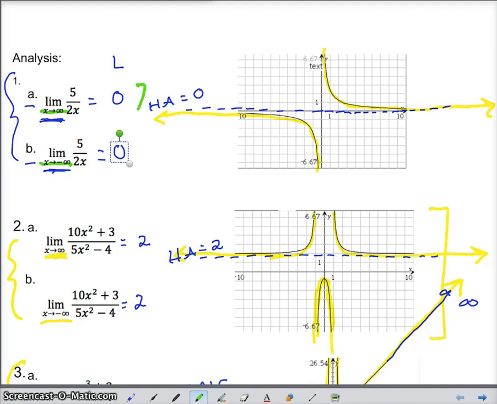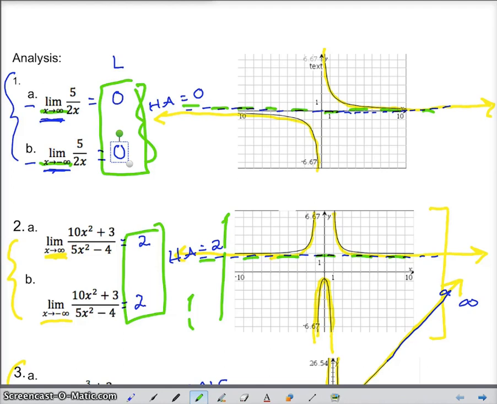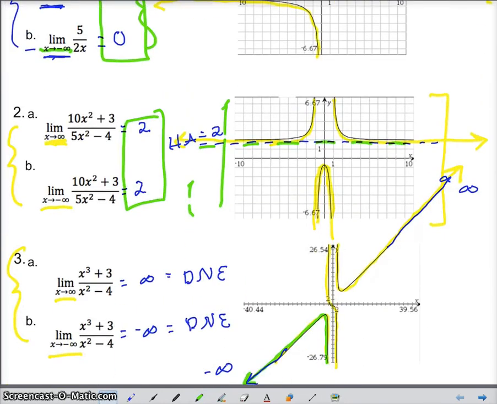So hopefully you recognized that the horizontal asymptote matches the limits. The horizontal asymptotes are matching our limits. And in 3a, we have no horizontal asymptote. So there is no horizontal asymptote that matches our limit. Our limit does not exist. Because we don't have that horizontal asymptote, we have unbounded behavior.